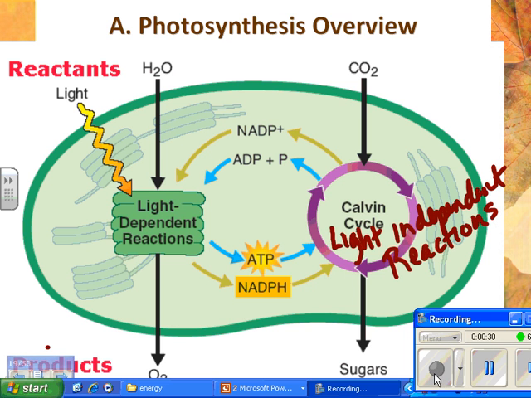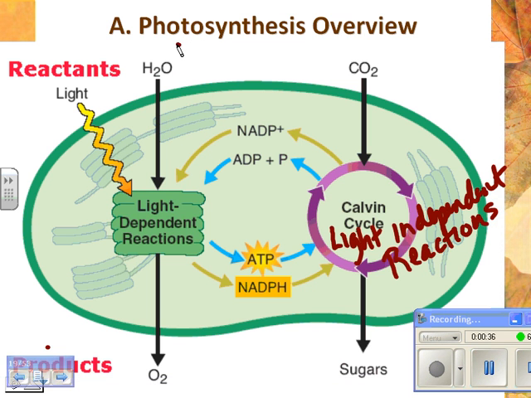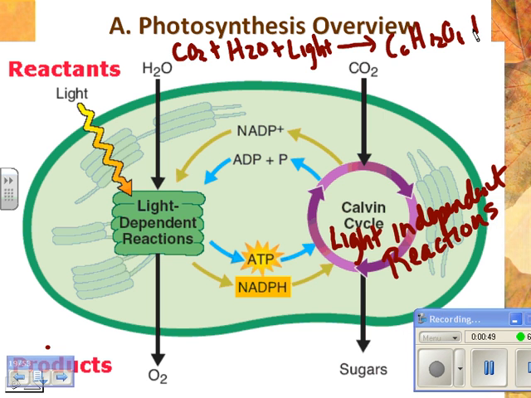Okay, so the whole overview for photosynthesis, you have the equation. You start with carbon dioxide and water, and you need light, and you end up making glucose and oxygen. And so the light-dependent reactions are your transformation from light to chemical energy.